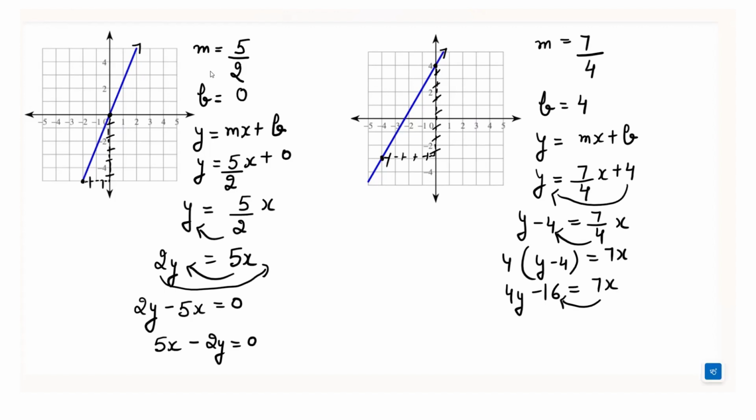We'll take the 7x to this side. We'll get 4y minus 7x minus 16 equals to 0. If you want to keep the x values positive, you can take these values to this side. Then you will get 7x minus 4y plus 16 is equal to 0. Any of these equations, if you will write, that will be the right answer. So this is how we can find out the equation of a line using the graph of a linear equation.